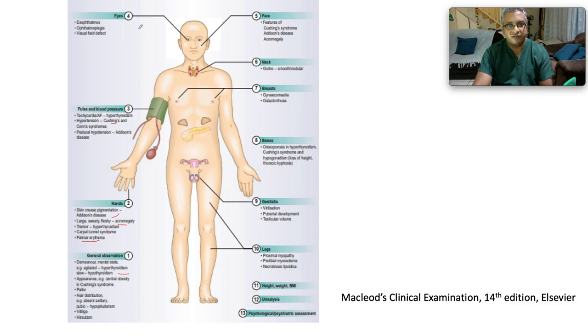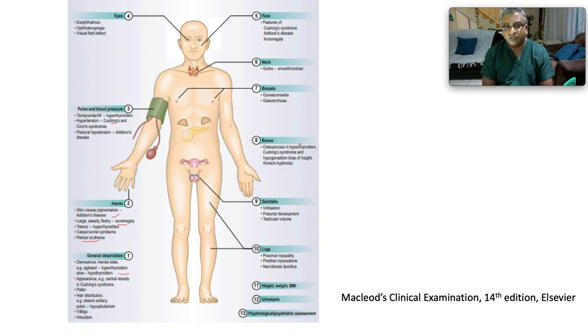In the face, you have features of Cushing's syndrome, Addison's disease, acromegaly, all right? In the neck, we have goiter, which could be smooth or nodular. In the breast, you look for galactorrhea, gynecomastia. Osteoporosis is the name of the game in hypothyroidism, Cushing syndrome, and hypogonadism. Also, you want to look for loss of height and thoracic kyphosis.